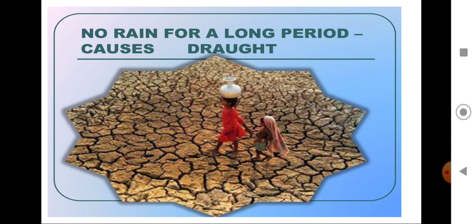See here, you know that rain is very, very important to fill our surface water bodies and also the groundwater. If there is no rain for a long period of time in a particular place, it is called drought.